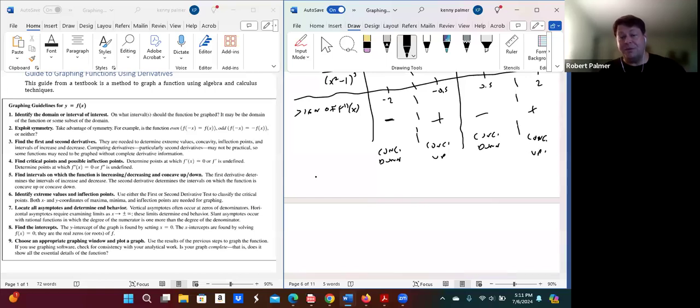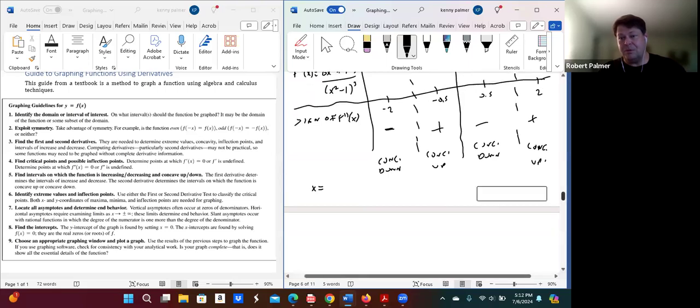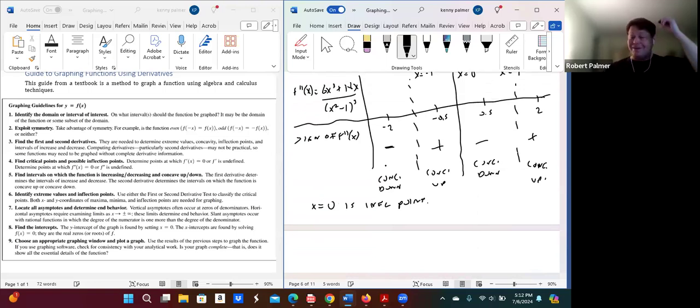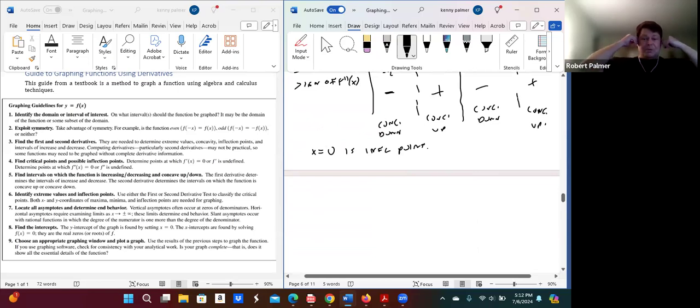So x equals 0 is an inflection point. Also our concavity changes at our asymptotes. We're almost done with this and have a few more things to do. Let's think about a few more things.